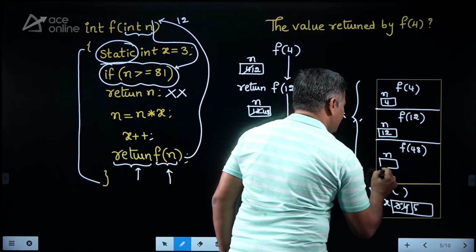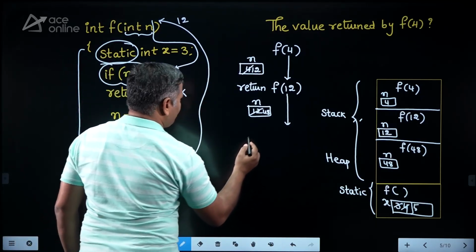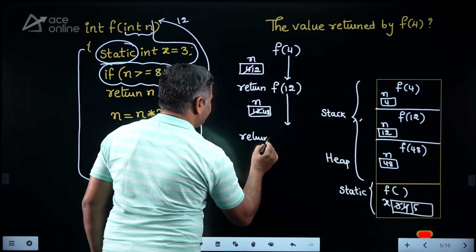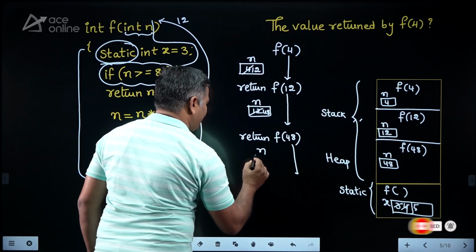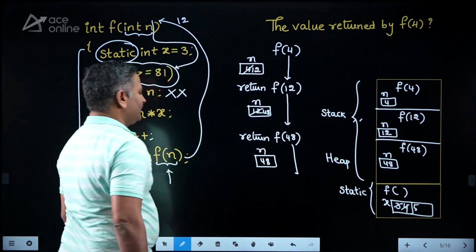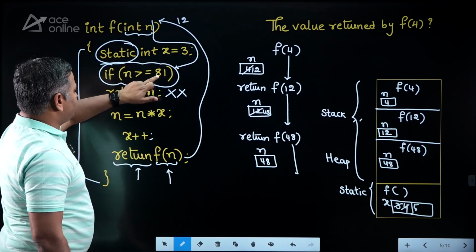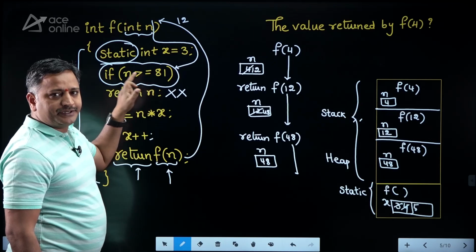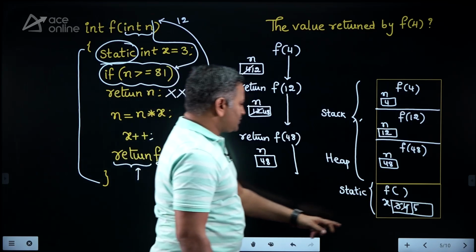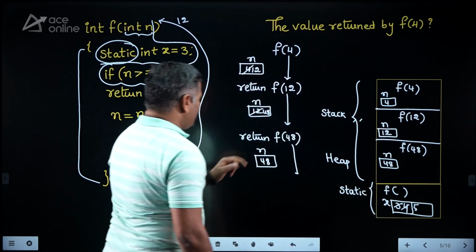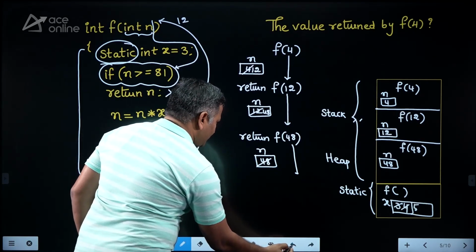Again a new variable n will be created, n is equal to 48, right friends? Now this variable is not recreated or reinitialized. Verify: 48 greater than or equal to 81, the condition is false. Therefore, skip this line. Then n equals n star x. What is x here? x is equal to 5. So 5 into 48 equals 240. n is updated to 240. I don't know whether it is visible or not.